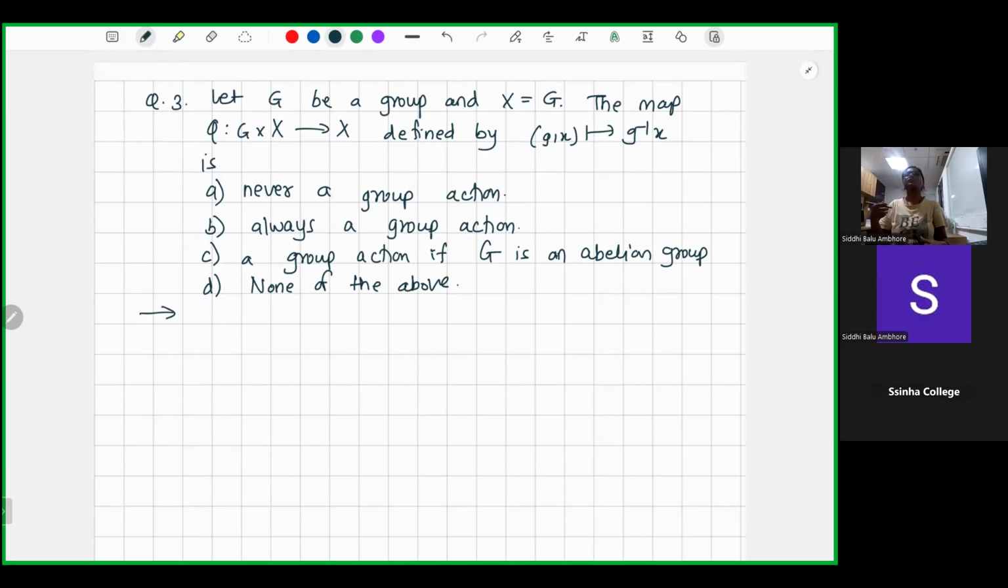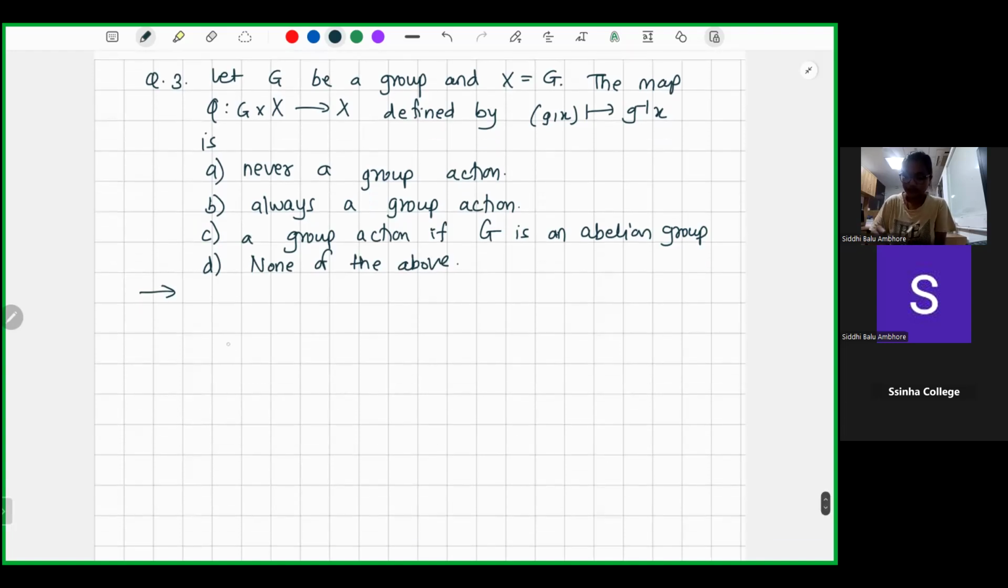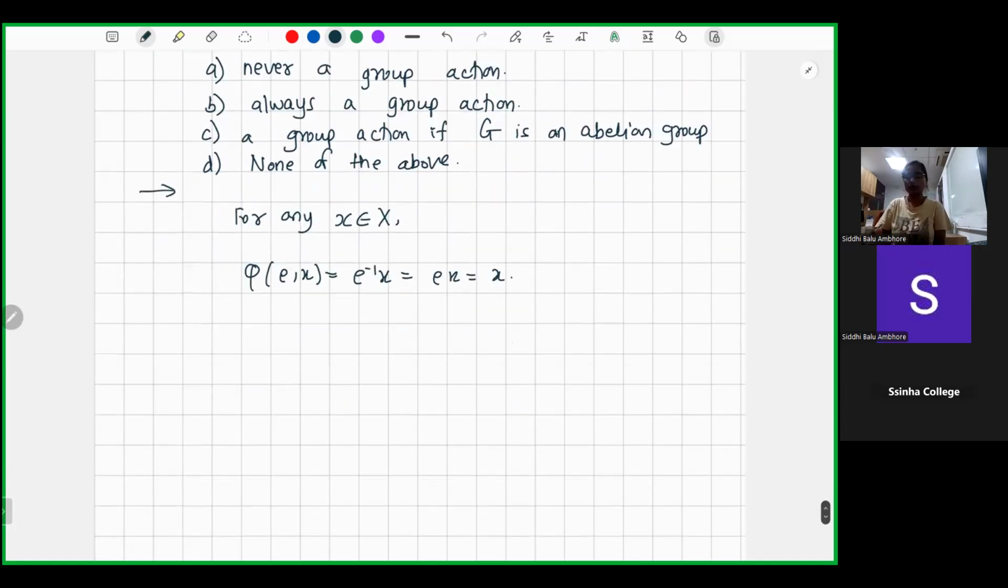Okay, so we have to check in what conditions this GH is a group action. Is this always so? Under this action, for any x in X, phi of E, x will be what? It is E inverse x, that is Ex, and I get x again. So that's not a problem here. E acting on some element is not a problem under this group action. So we have to check the second condition.